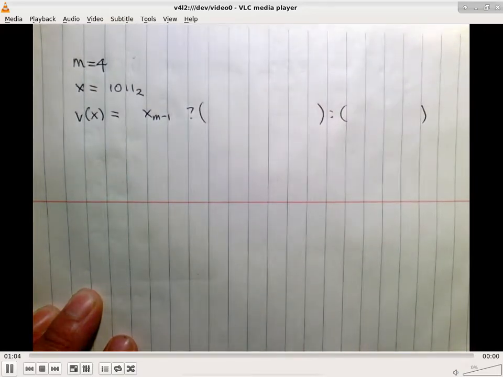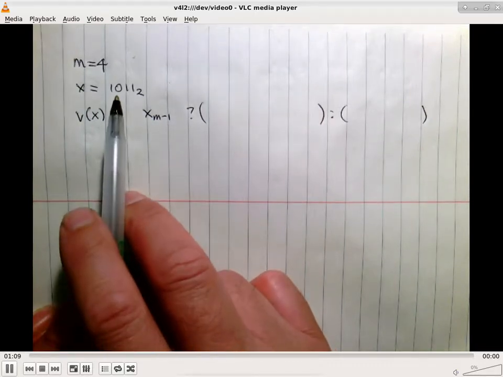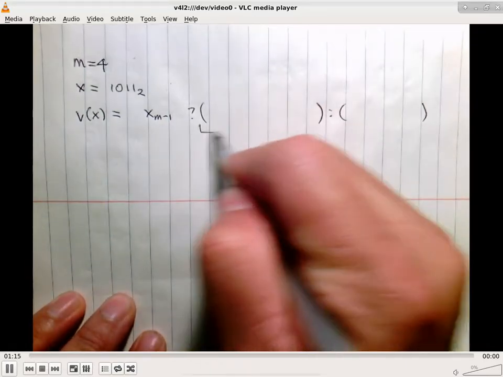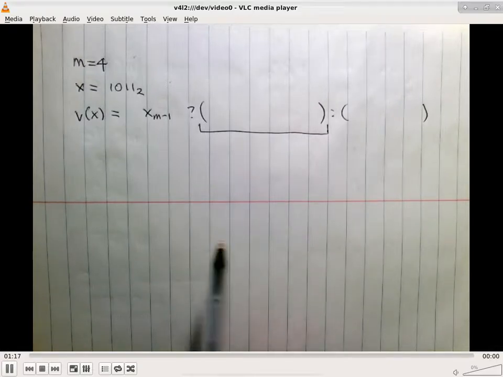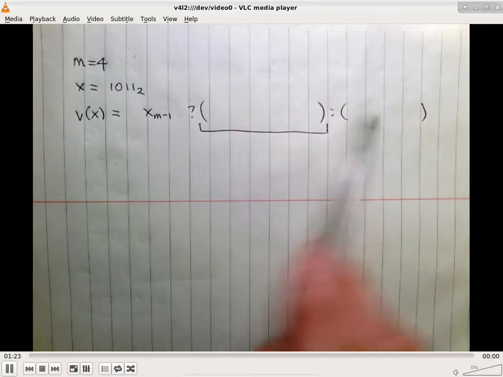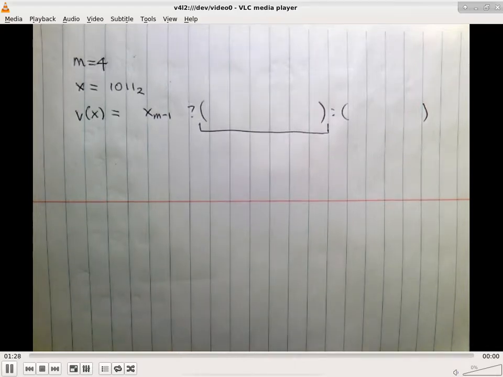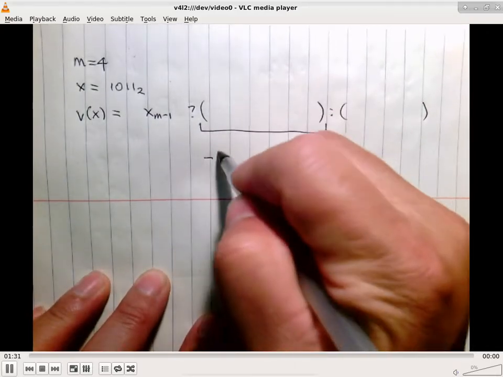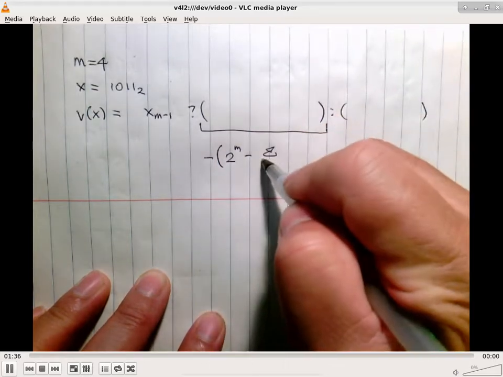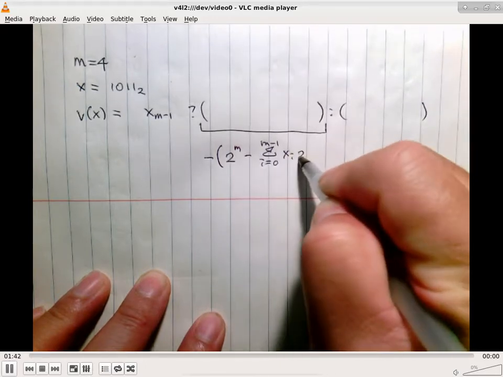What is m? m is 4, m minus 1 is 3. What is x_3, given this binary bit pattern? 1. The most significant bit is 1, which means we only need to focus on this part here. Because remember, in the ternary operator, this is if, then, and else. The condition is true, so we are only concerned with the then expression. So now we have to look at that big mess of 1 minus 2 to the power of m minus the summation of i going from 0 to m minus 1 of x_i times 2 to the power of i.